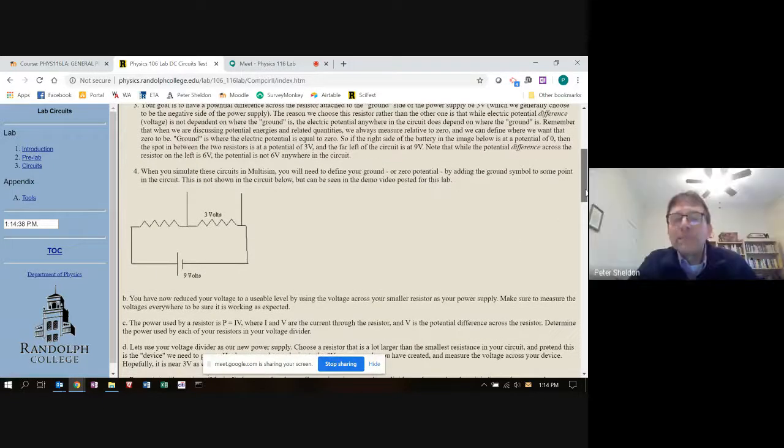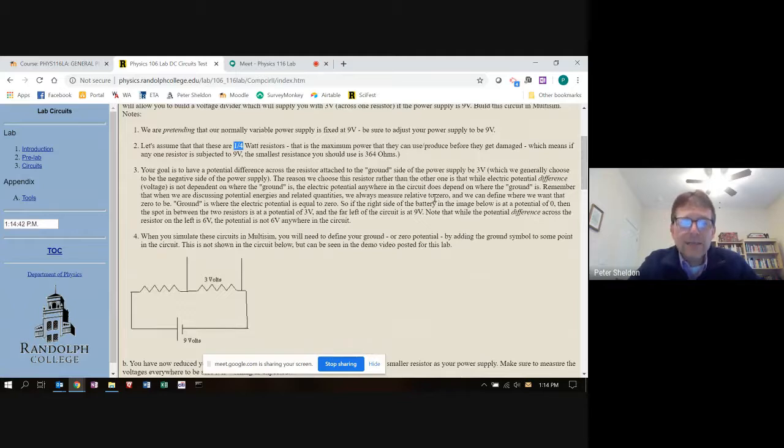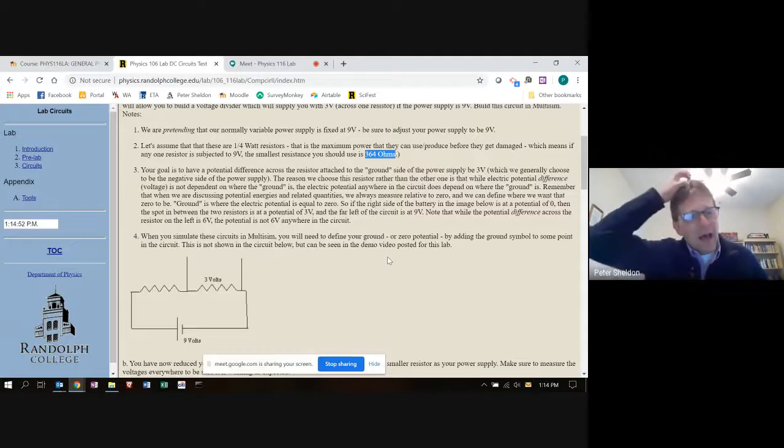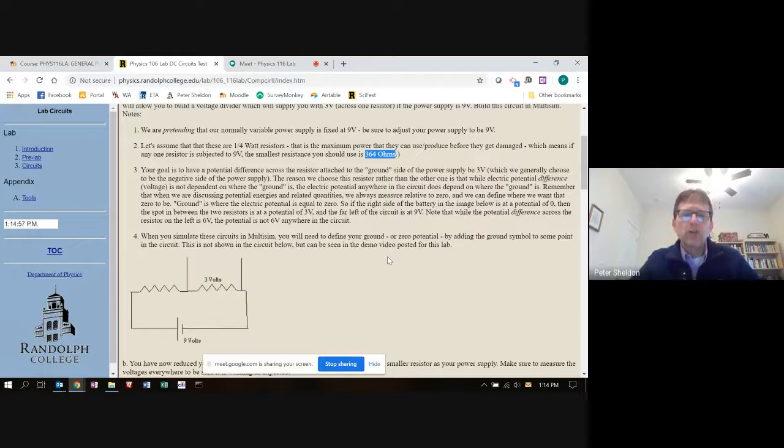Mm-hmm. But especially because this is a simulation lab, it doesn't matter. I just calculated it for you. The smallest resistance you can have is 364 ohms. But you should understand why. The 364 ohms is what's going to give us a current no bigger than 1/12 of an amp. You could figure that out, but I wrote it down for you.